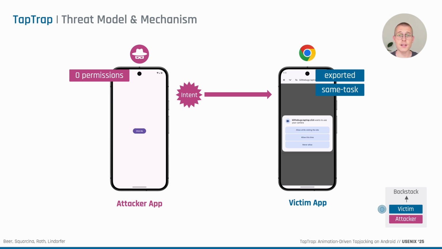And for same task transitions, Android allows the launching activity, so in this case here, the attacker activity, to pass in a custom entry animation. And this custom entry animation is where it gets interesting. The animation is in full control of the attacker.